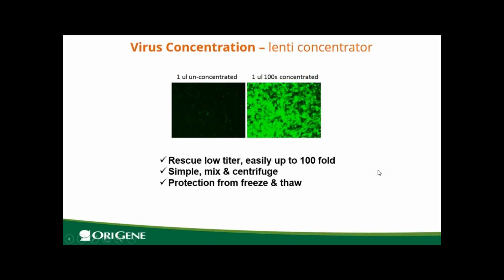So using this lenti concentrator, you can rescue low titer, concentrating up to 100-fold. And the protocol is very simple. It's a mix and a centrifuge, no ultracentrifuge needed. It's just a regular centrifugation. And there's an additional benefit. The concentrated virus can be protected from freeze and thaws. So frequent freeze and thaws do not affect the infectivity.